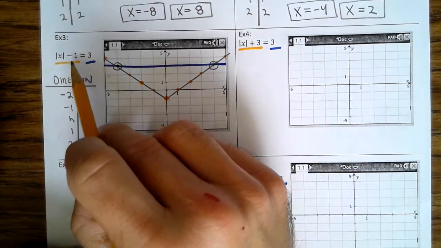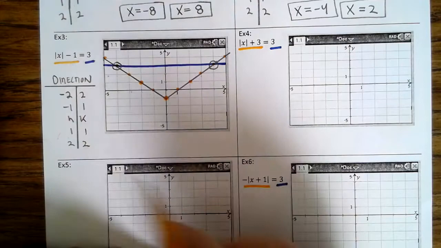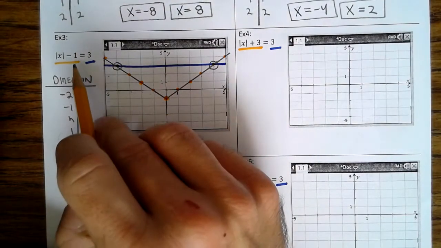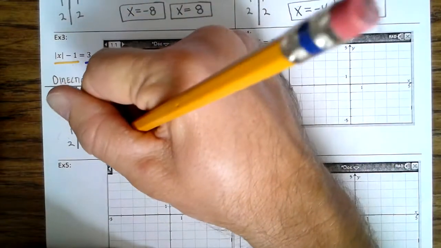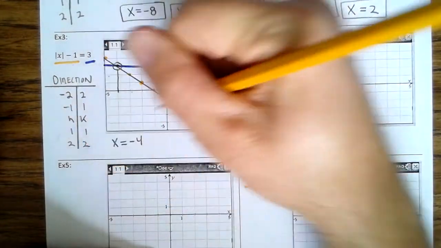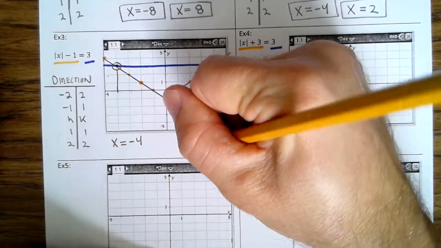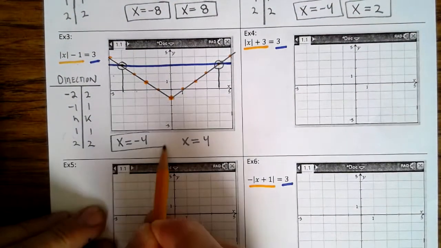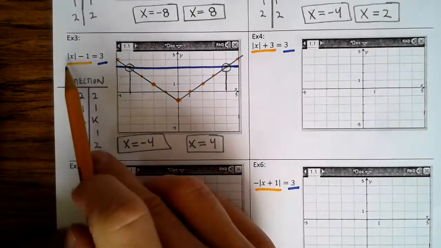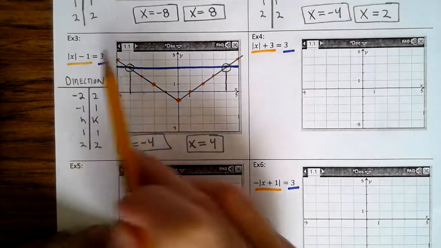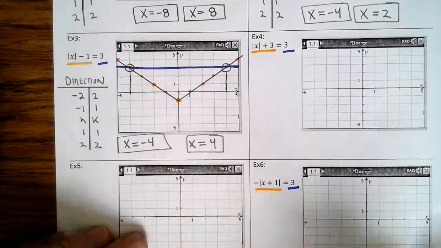Now, I've made a mistake. I forgot to isolate it, but you can actually get away with not isolating and it will still work, but isolating makes it a little bit easier, okay? So here, we know our x values are x equals negative 4 and x equals 4. And you can check: the absolute value of negative 4 is 4, 4 minus 1 is 3. The absolute value of 4 minus 1 is 3. So these check out.